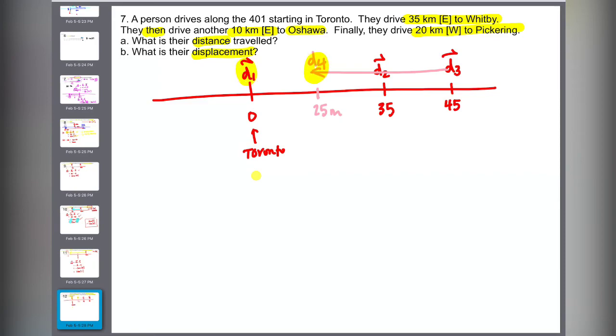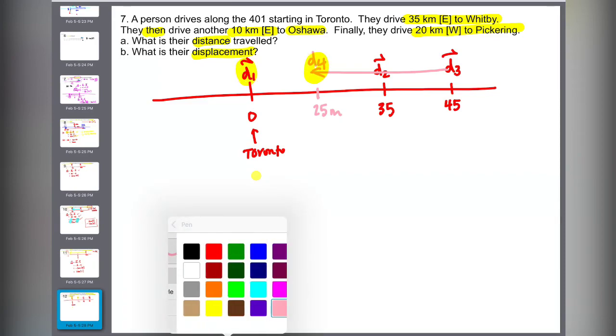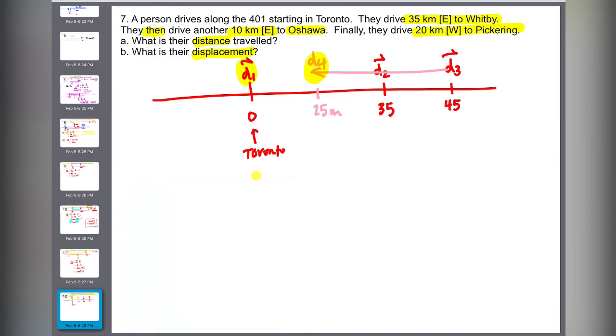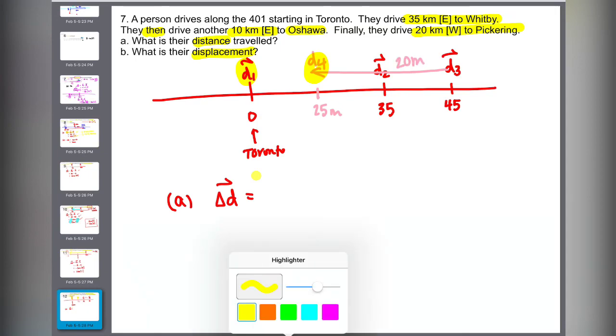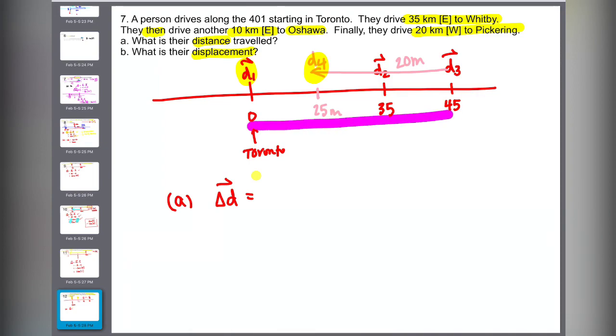Initial and final. Okay, so let's see. There's two parts of the question. So the first part, part A, they ask for what is the total distance travel. Okay, I didn't add in my little value. Maybe I should have written it in. So the light pink is 20. Okay, so take a look at the entire trip. Went from 0 all the way to 45 and then come 20 this way.